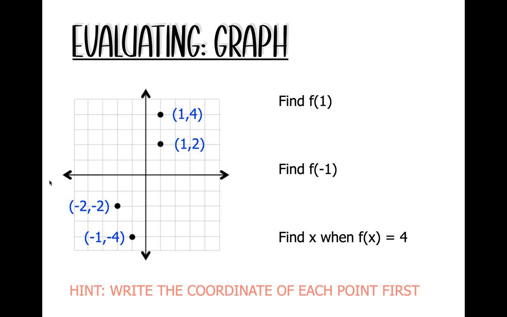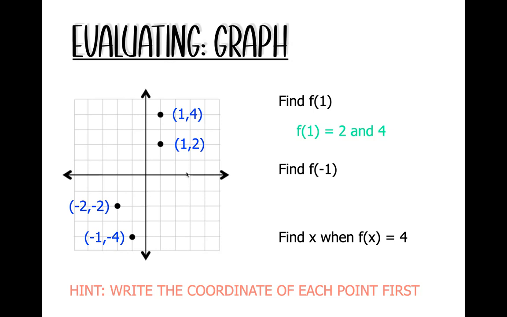So now that I have that, I can look to see what is f of 1. So 1 is our x value. So I'm looking for coordinates that have 1 as the x. I see that there are two coordinates that have 1 in the x. So that means that there's going to be two answers here. So that means that f of 1 is equal to 2 and 4.